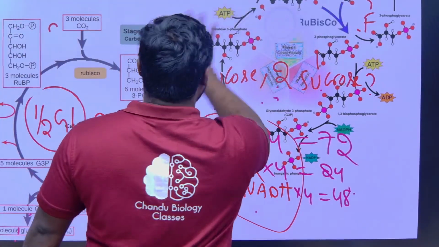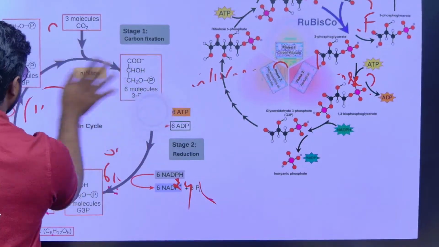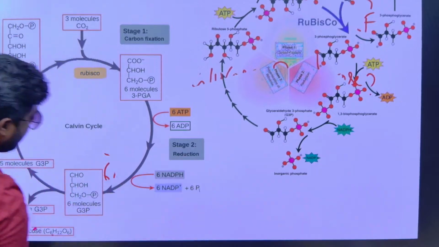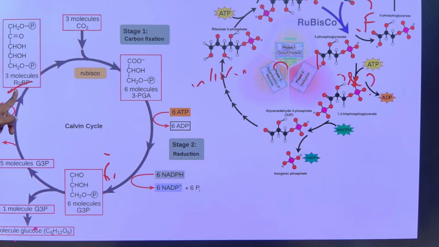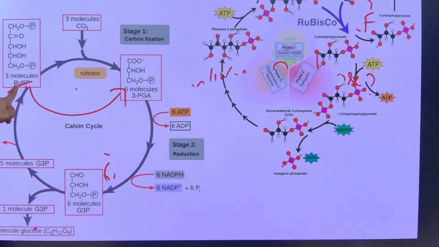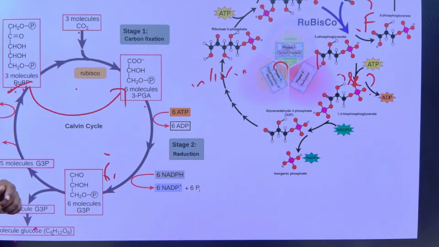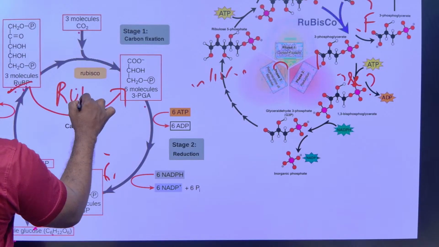Look into that. What is the first step here? Fixation. What is happening in the fixation? RuBP accepts one carbon and converts it into 3-PGA. Correct? So some enzyme has to catalyze this reaction. There should be an enzyme which combines RuBP with carbon and converts it into 3-PGA. What is that enzyme? That enzyme is called Rubisco.